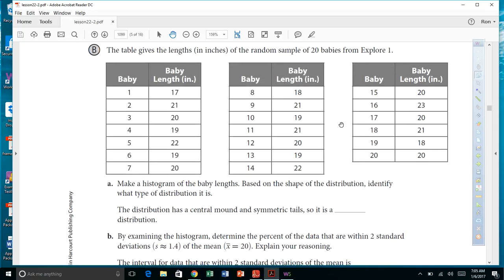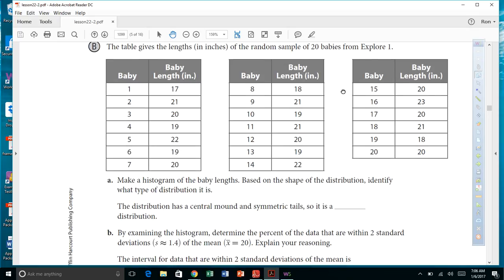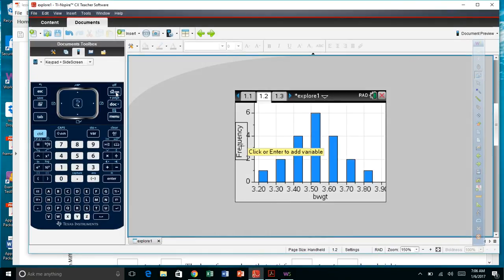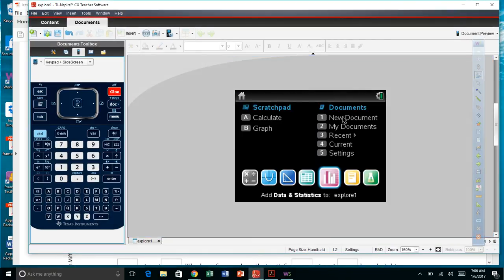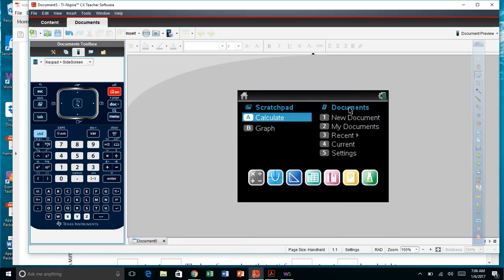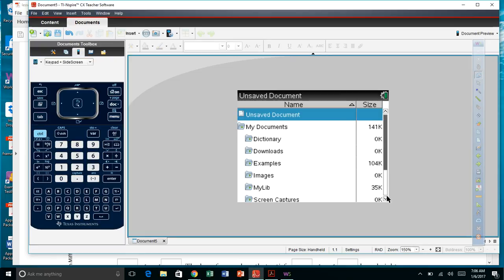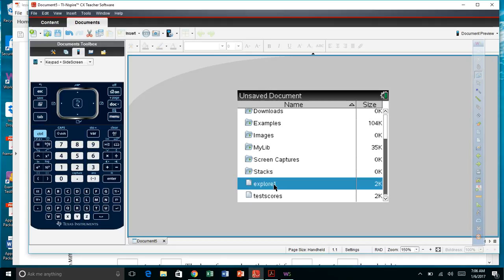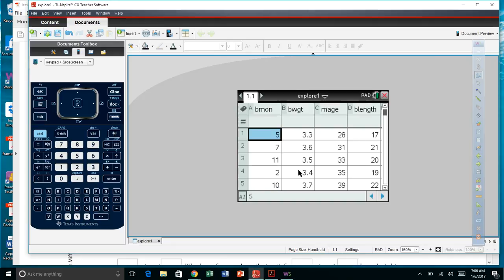All right, now let's do one of these. We'll do all of it together. Part B says the table gives the length in inches of a random sample of 20 babies from Explorer 1. Now I went ahead and put those in. So let's see, new document, then my documents, and all right. So baby length, I got it right there.